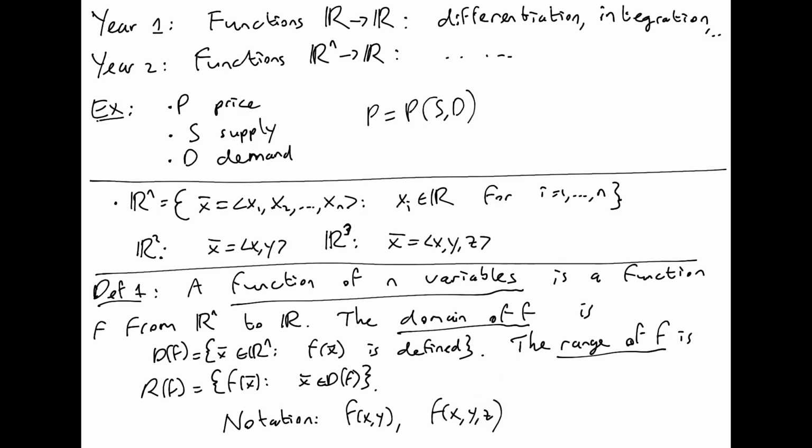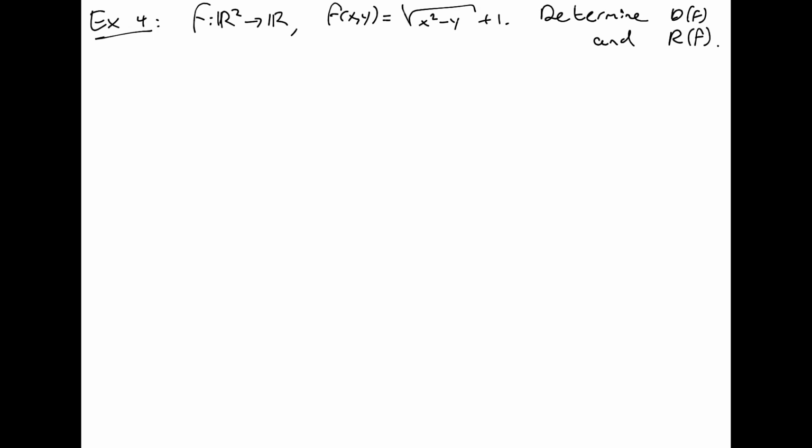Okay, let us continue with an example. And this is example 4 from the course notes. So let us consider the following function. We take a function of two variables, so f from R2 to R, and the function is given as follows. f of (x, y) is equal to the square root of x squared minus y plus 1. And say the question is to determine the domain and the range.